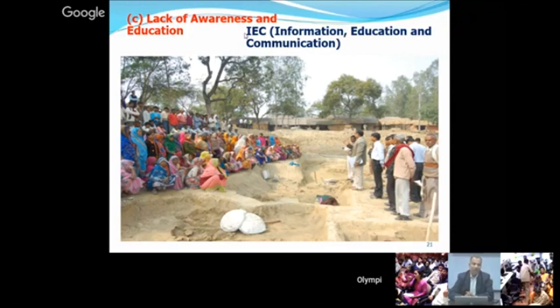But the third component is very, very important. Unless we change the mindset of the people in the rural areas, we can't do anything. Even if we construct the toilet, the people will go for open defecation. So we have to educate the women folk, we have to educate the men folk, so that they can use the technology and make their villages ODF.